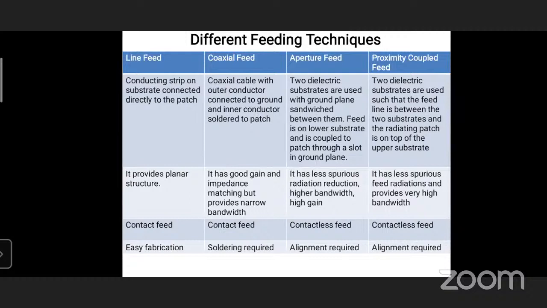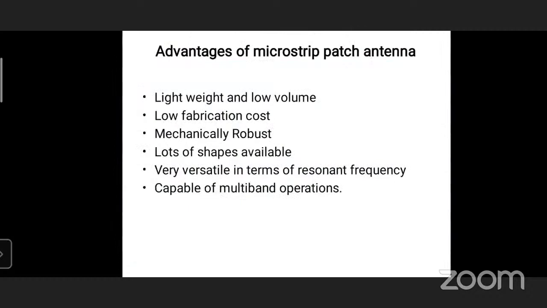Now, when we compare these four feeding techniques, we can easily find that line feed is the simplest of all four techniques, but it provides lesser gain and lesser impedance matching. Aperture feed and proximity coupled feed are contactless feeds, that is, energy is coupled to the patch of the antenna electromagnetically.